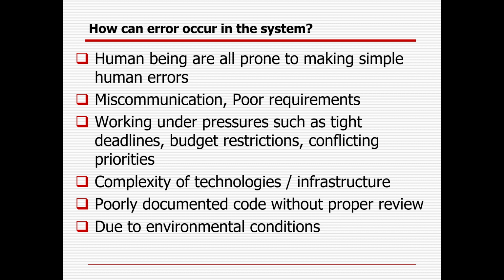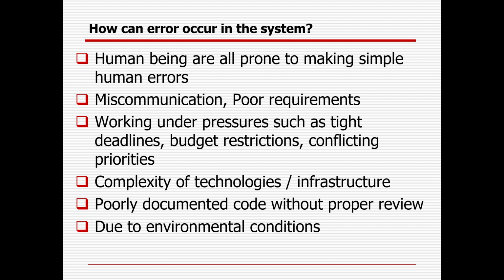Then, working under pressure: tight deadlines, budget restrictions, or conflicting priorities. Sometimes you know that to complete the project it might take 9 months, but due to other priorities, the business says no, you need to complete it in 6 months. So that is the thing. Sometimes the deadline is tight, there is not enough budget, and sometimes they cut some of the developers or the QA. They know that some risk might be there.